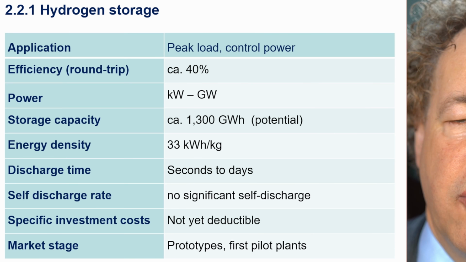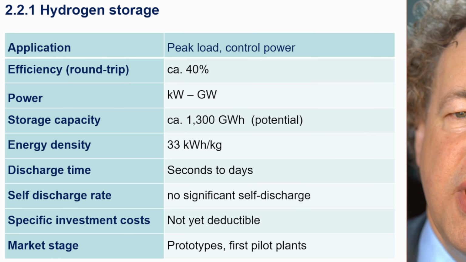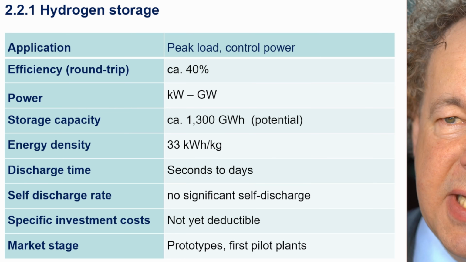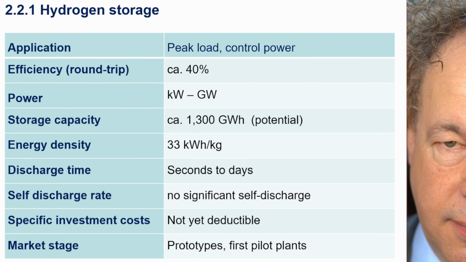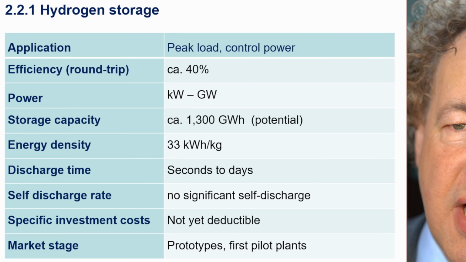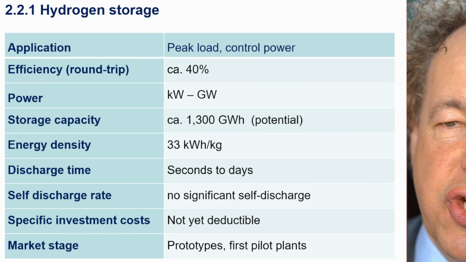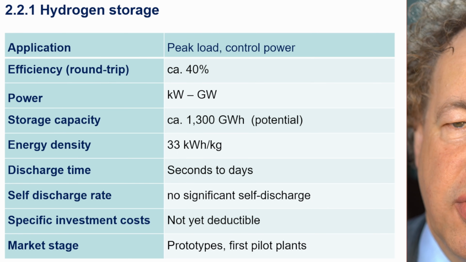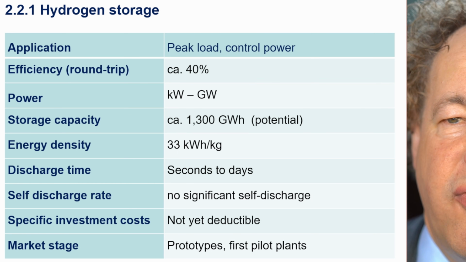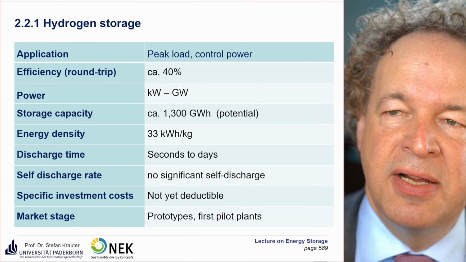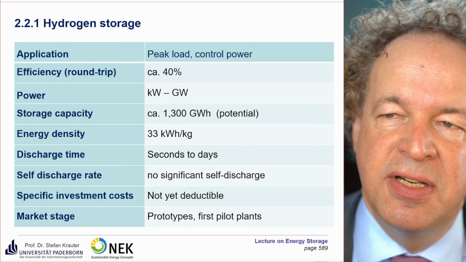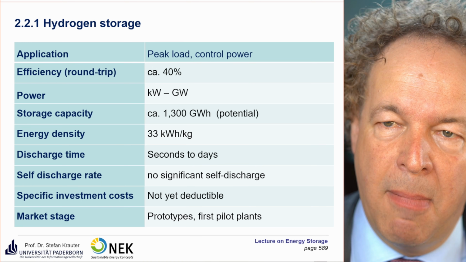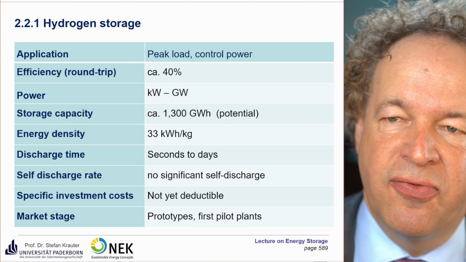Before we discussed cubic meters. Then we have the discharge time, which could be from seconds till days or weeks or months. The self-discharge rate: there's no significant self-discharge if everything is tight. The specific investment cost, as you saw in the pictures before, is quite hard to define. In the vicinity, we can say we're at around 700 euro per kilowatt. Market stage is prototypes, first pilot plants.